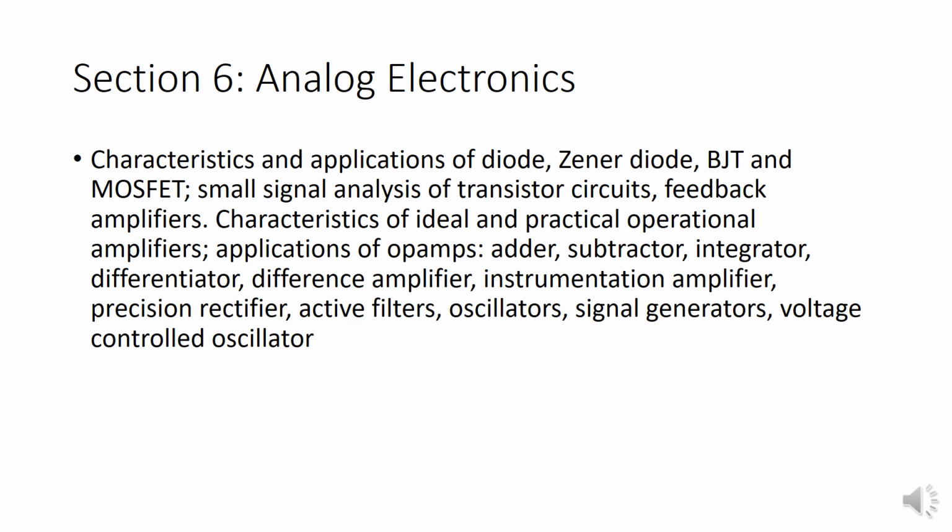For analog electronics, you have characteristics and applications of diode, Zener diode, BJT and MOSFET, small signal analysis of transistor circuits, feedback amplifiers, characteristics of ideal and practical operational amplifiers, applications of op-amps: adder, subtractor, integrator, differentiator, difference amplifier, instrumentation amplifier, precision rectifiers, active filters, oscillators, signal generators, voltage controlled oscillators.